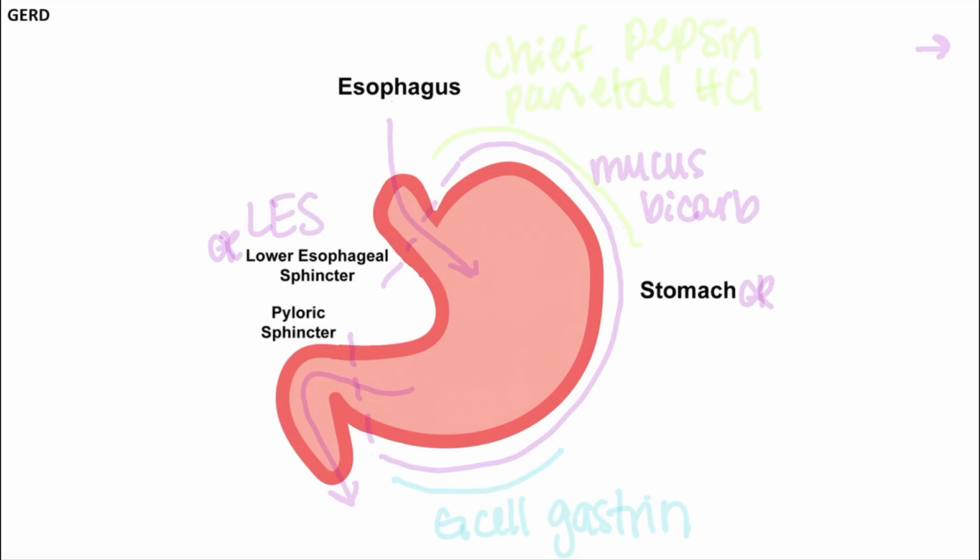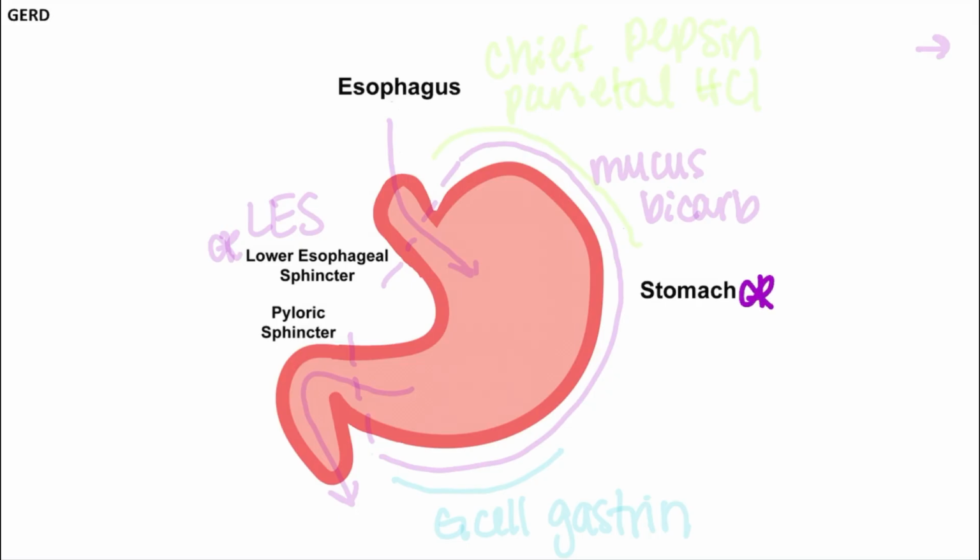For this video, we will be discussing GERD, or gastroesophageal reflux disease, and the three primary groups of agents used to treat this very common condition. But first, we're going to spend some time going over the mechanism of acid secretion in the stomach and how GERD actually happens.